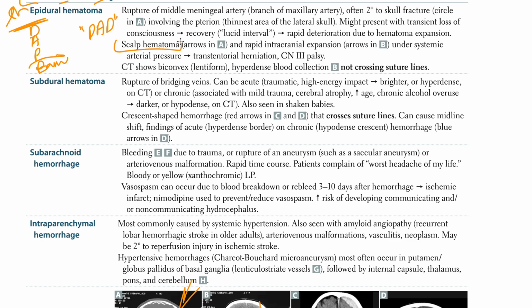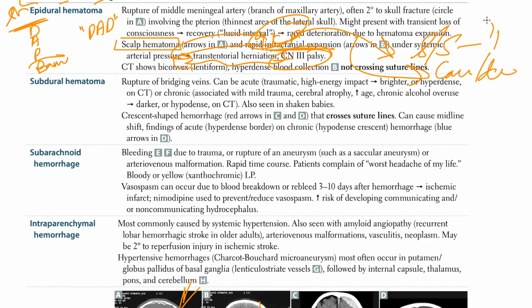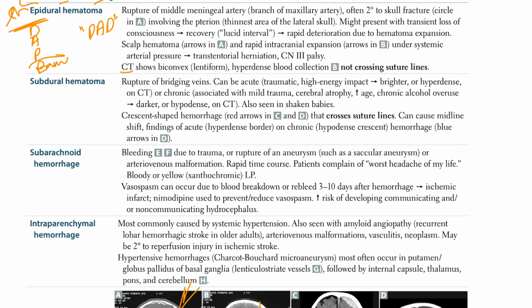Again, scalp hematoma would lead to rapid ICP increase. Intracranial expansion will occur, that will lead to increased ICP, and that will lead to transtentorial herniation, which will cause CN3 palsy. But due to increased ICP, you will see signs and symptoms of increase in ICP, and it can also cause coma and death to the patient due to increased expansion of hematoma, increasing ICP. All right. Now, high yield is CT would show what?